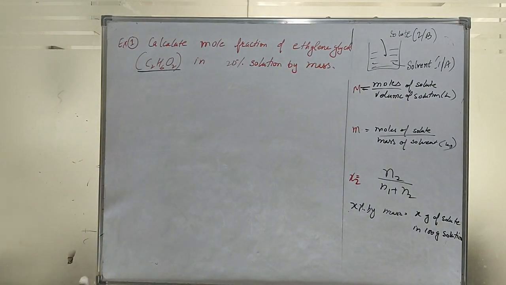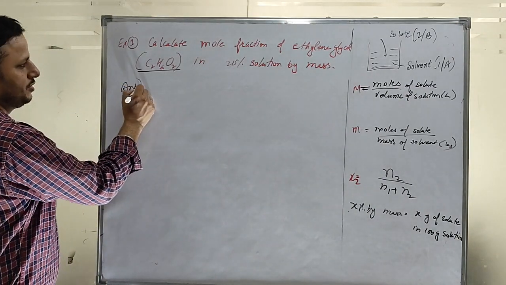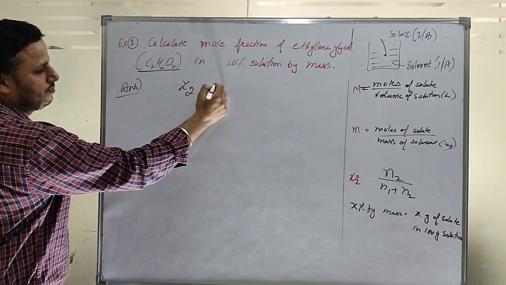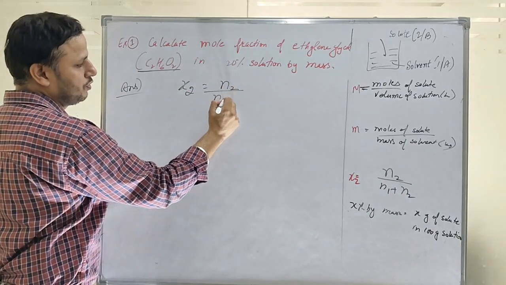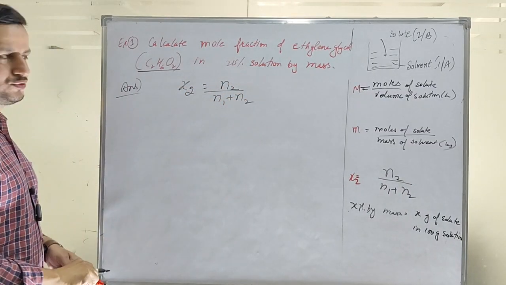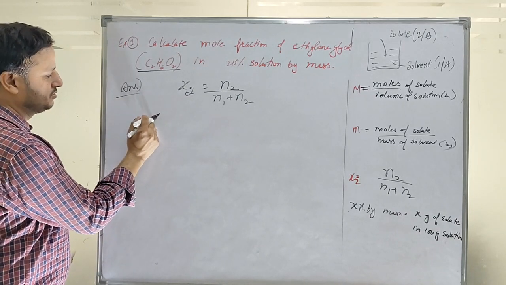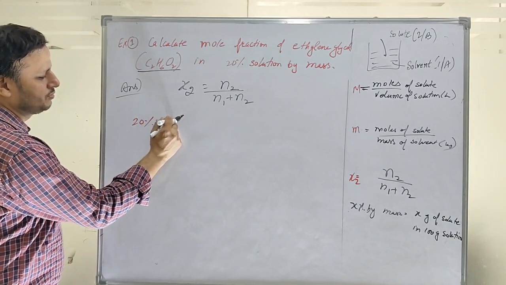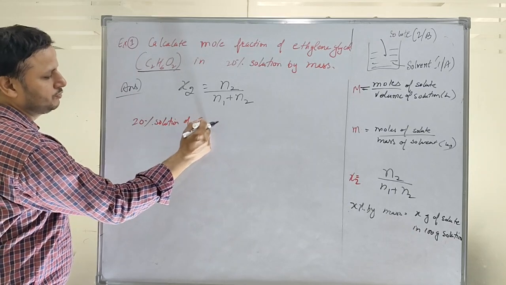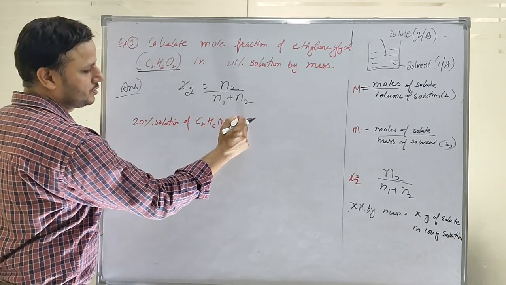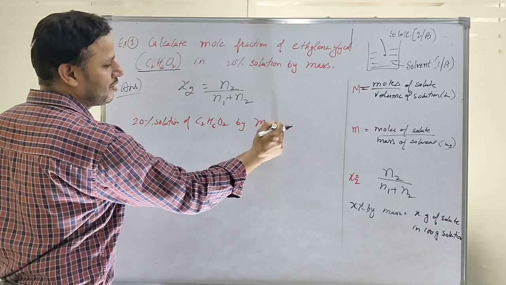So here we have to find, in the question we have to find the mole fraction of solute. So 20% solution of C2H6O2, ethylene glycol, by mass.